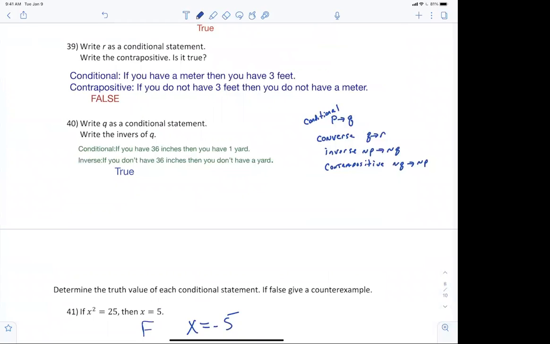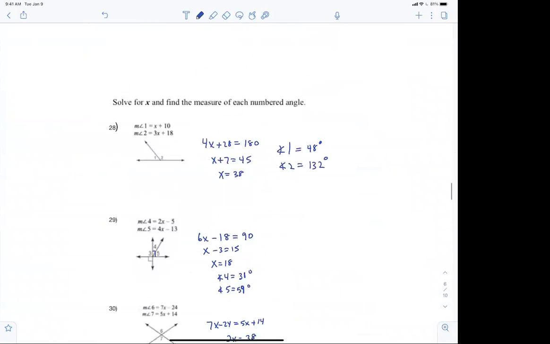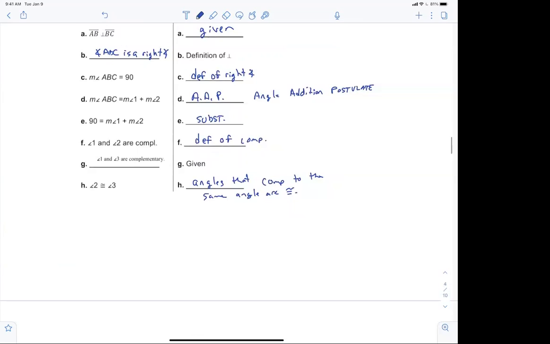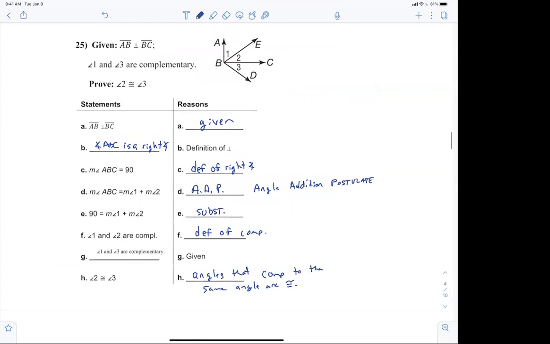On number 25, why would D be that? Well, because that's what the angle addition postulate says. The sum of the parts is equal to the whole. Angle 1 plus angle 2 is equal to ABC.